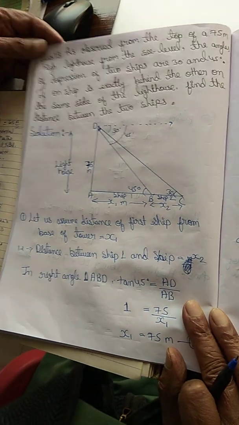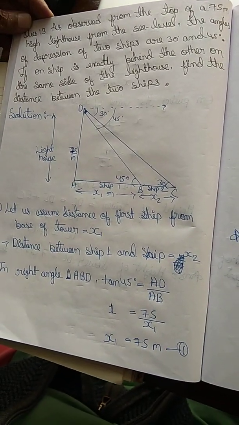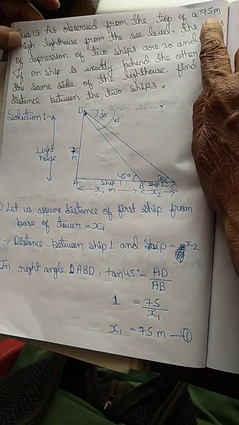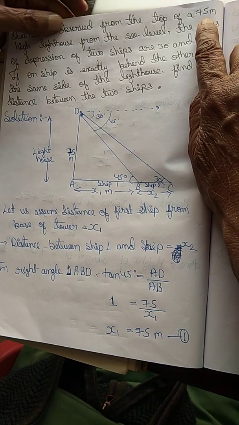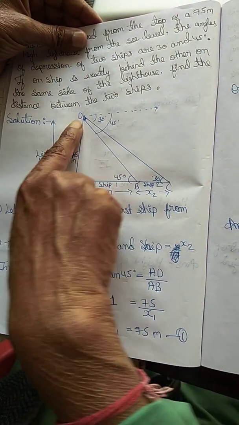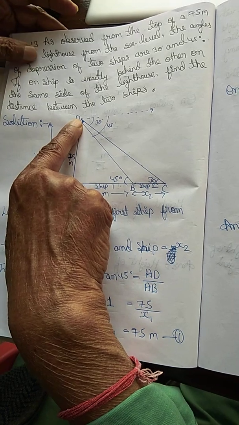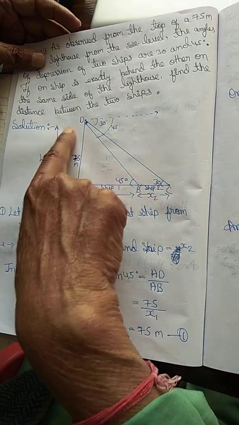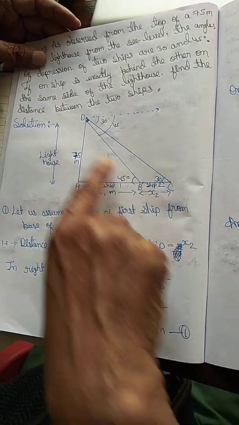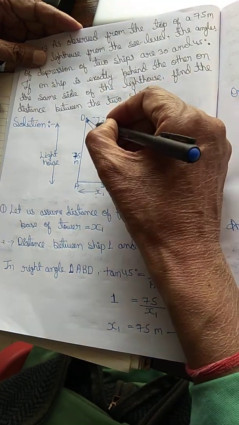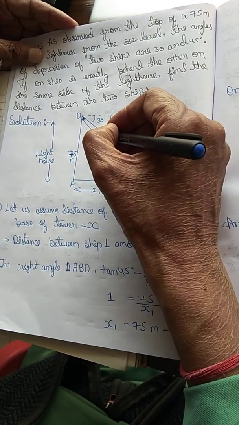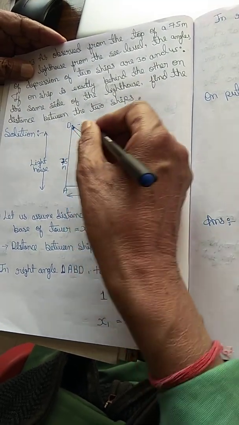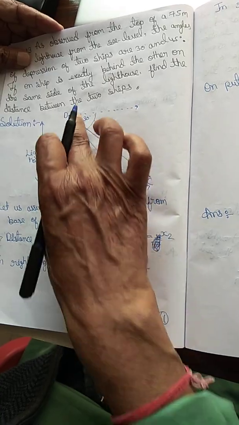Question number 13. Observed from the top of a 75 meter high lighthouse. This is the lighthouse AD. From this height, the angle of depression of two ships is 30 degrees and 45 degrees. One ship is at 30 degrees, the other ship is at 45 degrees. This is the angle of depression 30 degrees, and this is the angle of depression 45 degrees. So this angle becomes 30 and this angle becomes 45, being alternate angles.